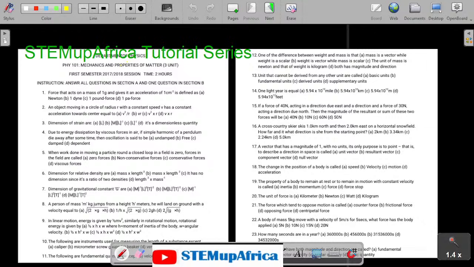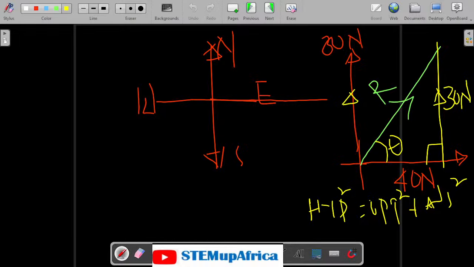Question 16 is similar to question 15. It says a cross-country skier skis 1.0 kilometer north and then 2 kilometers east on a horizontal snow field. How far and in what direction is she from the starting point? So the skier first moves north and then east. So it's similar to what we just did. Let's take this as our reference point. He moved north.